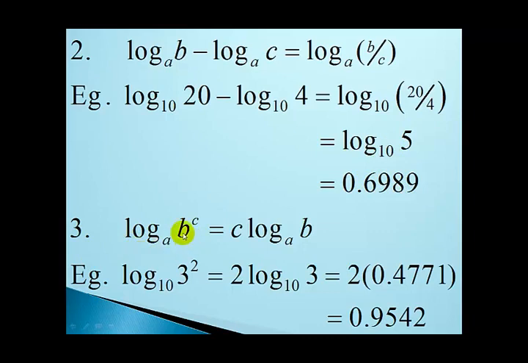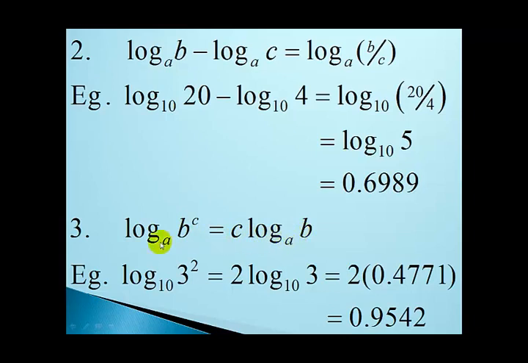Log b exponent c to the base a is equal to c log b to the base a. That is, if you have the log of a number raised to an exponent, the exponent can take its position before the logarithm, and that is why instead of c being an exponent of b, it is now multiplying log b to the base a.